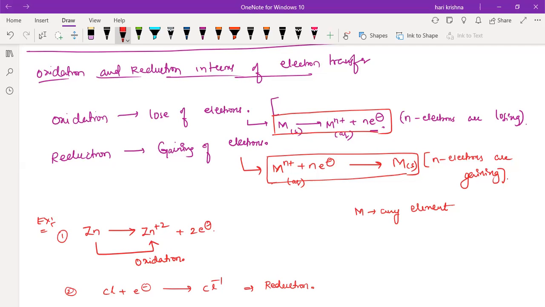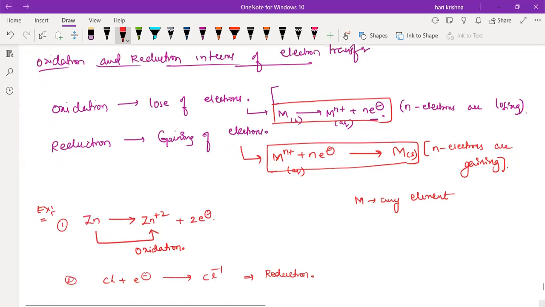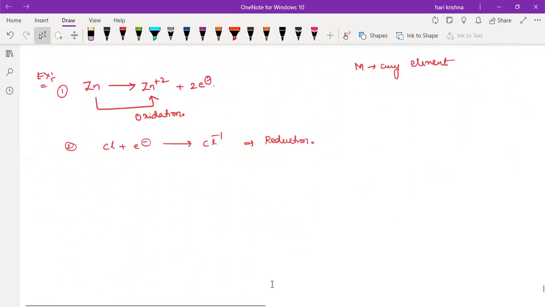So oxidation means loss of electrons. Reduction means gain of electrons. Any doubts? Okay, now I'll ask you some basic questions. We'll keep it as a note here.